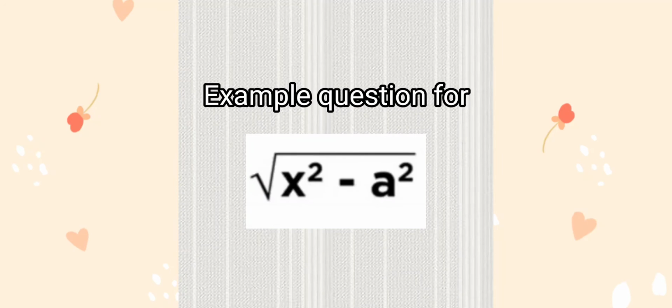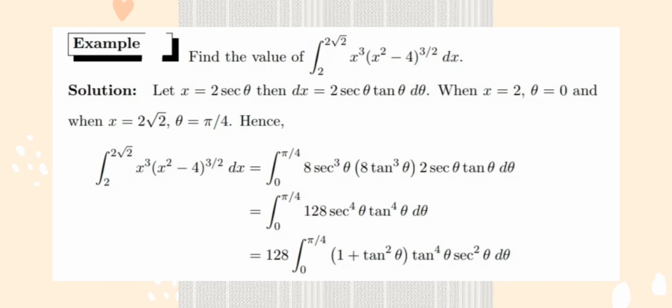For the last one, the example question for integrals involving square root of x square minus a square. Find the value of the integral of x to the power of 3 in the bracket x square minus 4 to the power of 3 over 2 dx. So we need to let x equal 2 secant theta, and then we differentiate, we will get 2 secant theta tangent theta d theta. We also need to change the limit with respect to x into the limit with respect to theta.